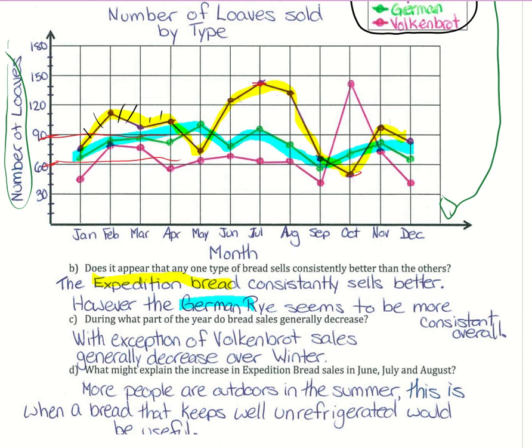There's so much you can take and read from that. What might explain the increase in Expedition bread during July and August? So this is what graphs do. There are so many uses for this too. The example here is just saying that people are outdoors in the summers and they need bread that will keep unrefrigerated and would be useful.